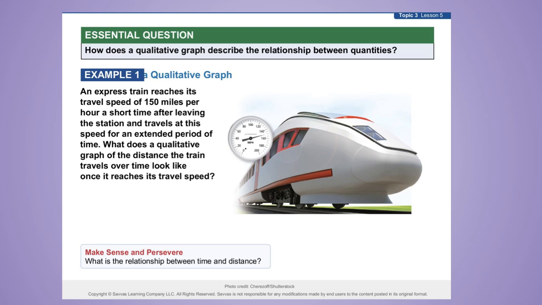It says, an express train reaches its travel speed of 150 miles per hour a short time after leaving the station, and travels at this speed for an extended period of time. What does a qualitative graph of the distance the train travels over time look like once it reaches its travel speed?